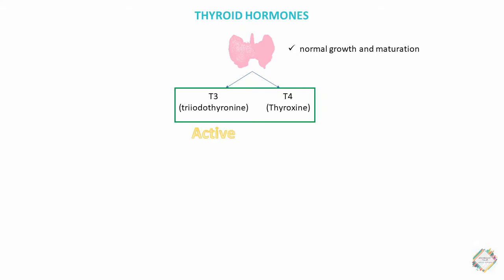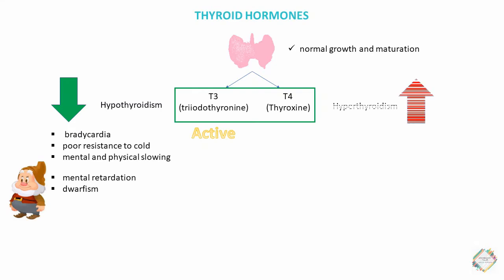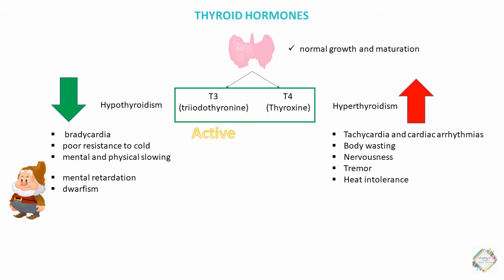Now what happens when there is an inadequate secretion of the thyroid hormone? It leads to hypothyroidism and results in bradycardia, poor resistance to cold, mental and physical slowing. In children, this can cause mental retardation and dwarfism. Whereas the excess secretion, the hypersecretion of the thyroid hormones, leads to hyperthyroidism, which can cause tachycardia and cardiac arrhythmias, body wasting, nervousness, tremor and heat intolerance.